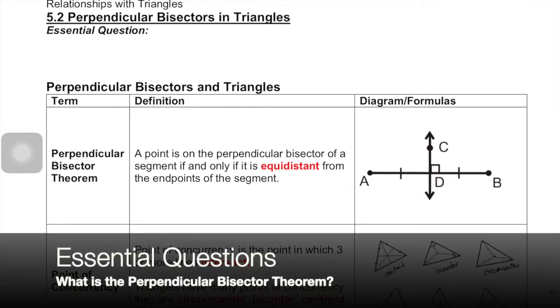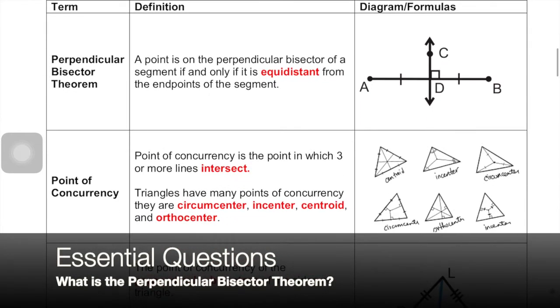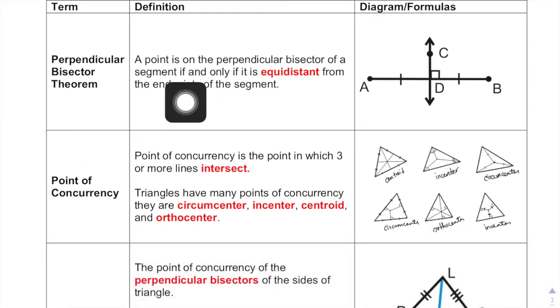All right, in this video, we're going to go over perpendicular bisectors and triangles. A couple things that we need to know. Perpendicular bisector theorem: a point is on the perpendicular bisector of a segment if and only if it's equidistant from the endpoints of the segment.